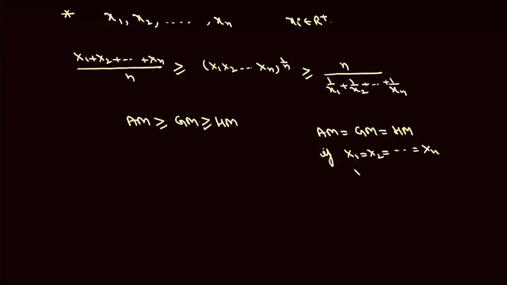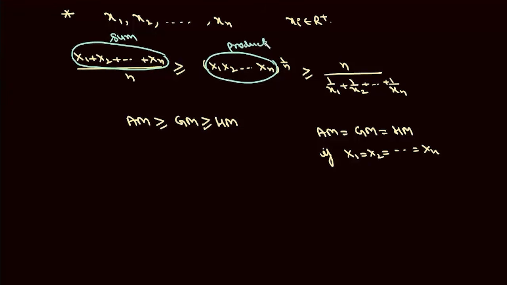And we're going to prove it using two methods. First, by using induction. Second, by using Jensen's inequality. Now this AM, GM, HM inequality is used to find lower and upper bounds of sum and product. So this AM is related to sum, and this GM is related to product.